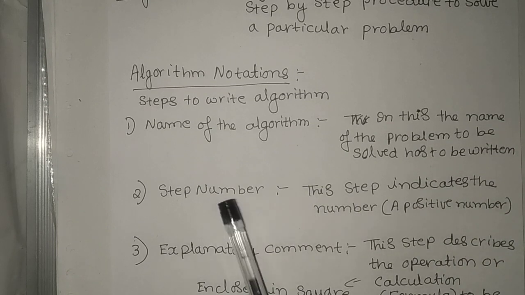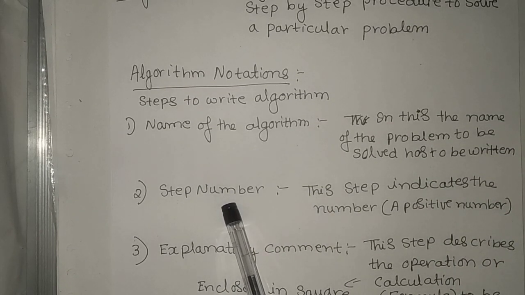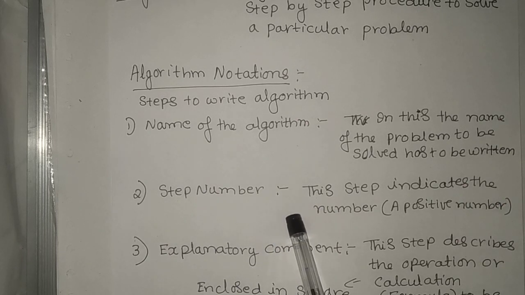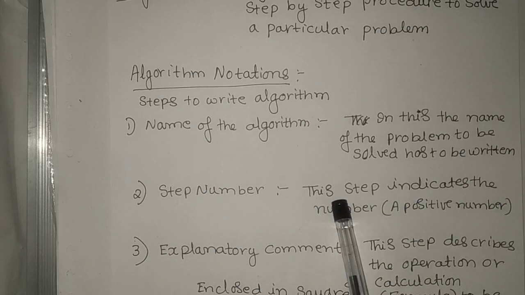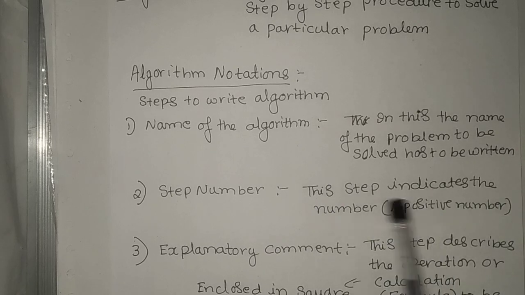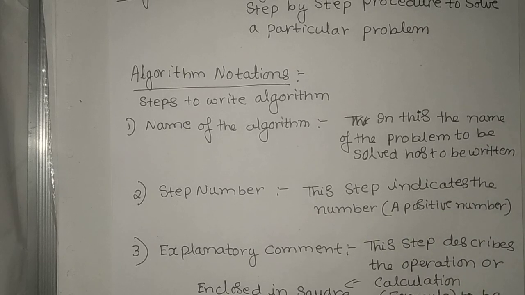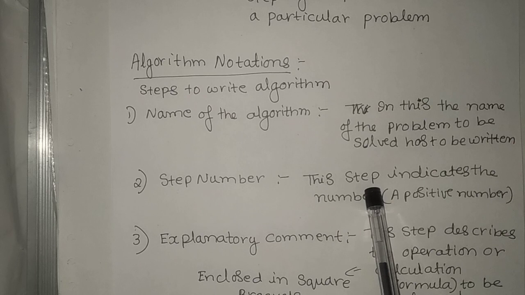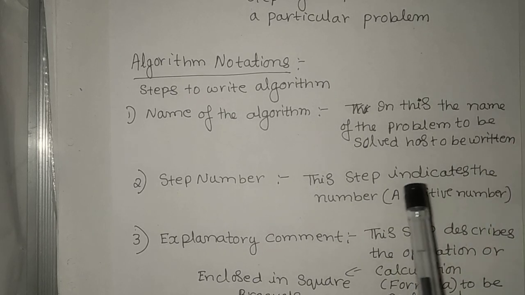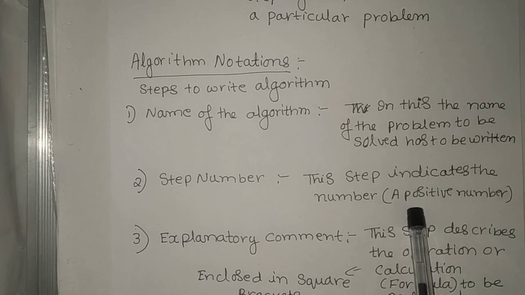The next step is the step number. A number should be written in order for the algorithm. It indicates what the step number is, and these will be positive numbers starting from 1, 2, 3. After writing the name of the algorithm, come the step numbers. We should give a number to each step.